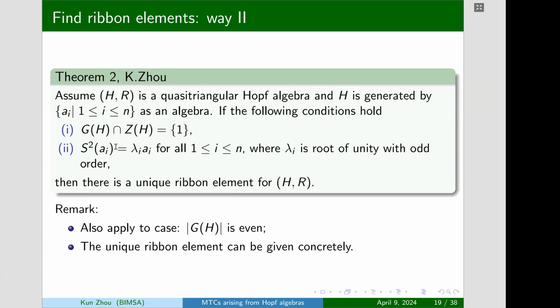Assume (H, R) is a quasi-triangular Hopf algebra and H is generated by a_i, i greater than or equal to 1 and less than or equal to n, as an algebra. If the following two conditions hold: the first condition is that the central group-like elements are just the unit, and the second condition is that the square of S acting on a_i equals lambda_i a_i for all i from 1 to n, where lambda_i is a root of unity with order in k. Then there is a unique ribbon element for (H, R), like the third one.